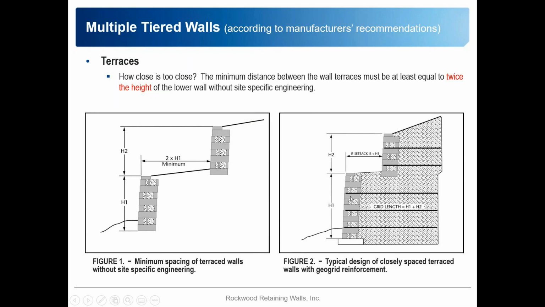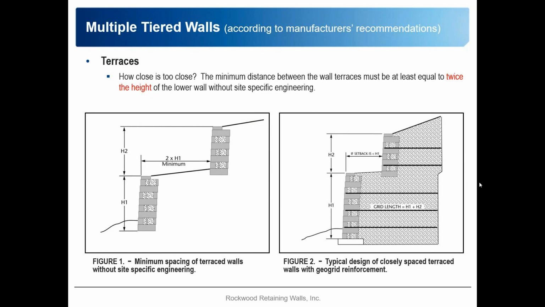If we look over here at the other figure, say we had a 6 foot retaining wall and we just don't have room. We can't get 12 feet back and fit it in our profile. That's fine. You can certainly do a tiered wall in that setting.